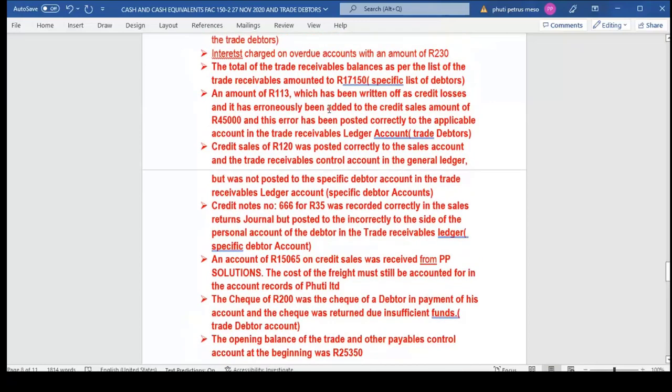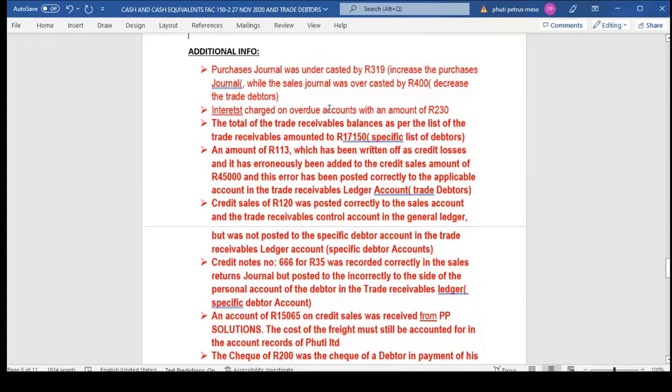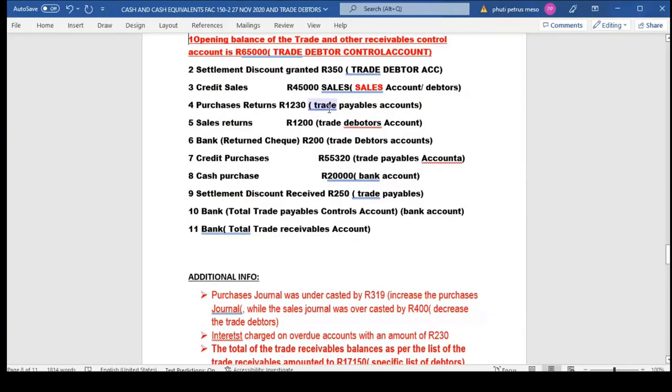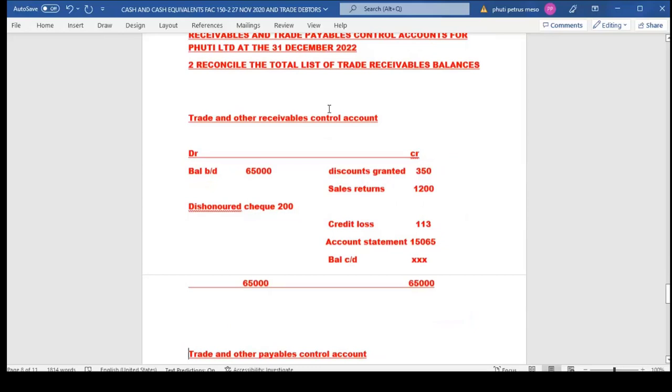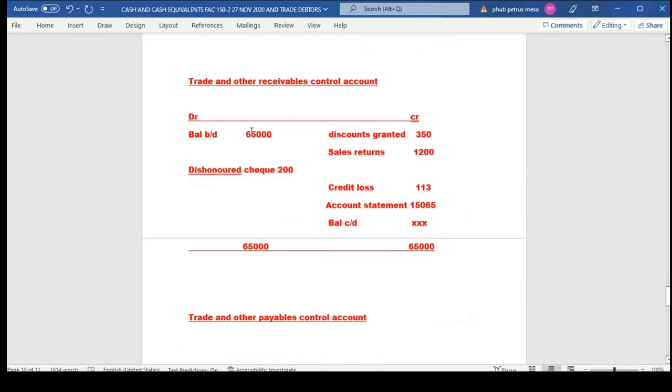But here it is. There's something here. An amount of 113, which has been written off as credit losses, and it has erroneously been added to the trade sales amount of 45,000, right? And this error has been posted correctly to the applicable account. Basically, it's not supposed to be 65, it's supposed to be 45, right? Yes, it's supposed to be 45. So you have to take it from up. I think it was the punching error on figures.